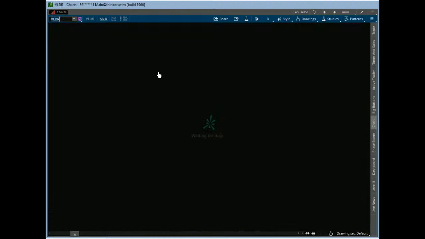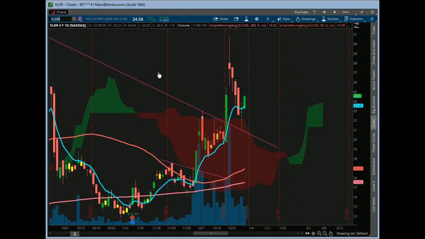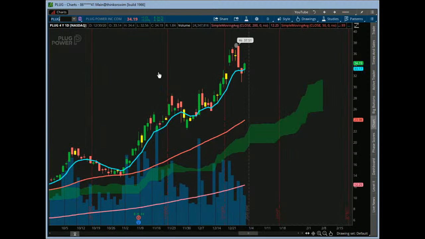VLDR. Yeah, nice little follow through there from the doji, little doji reversal off of that one. So we can look for some follow through. I think it's up a little bit after hours. Nice job on that one.